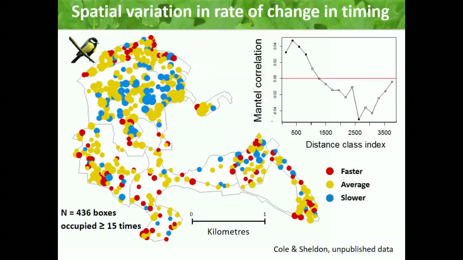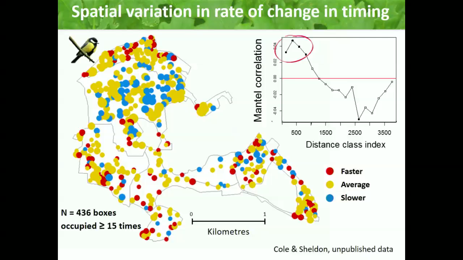So you can actually see that there is spatial structure in these data. And when this is formally analysed, there is significant spatial autocorrelation. So this plot here just shows that nest boxes that are within about 750 metres of one another are more similar in their rate of change in laying over time than those that are further apart.